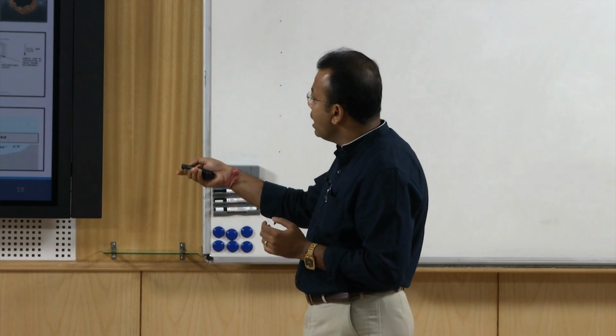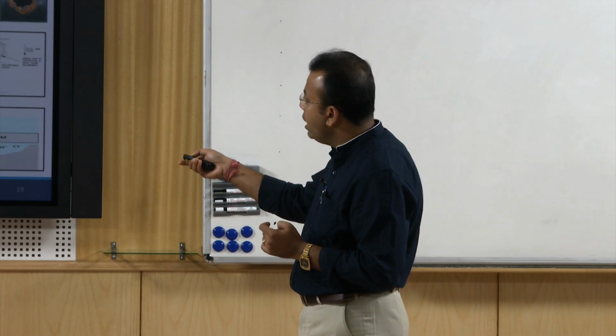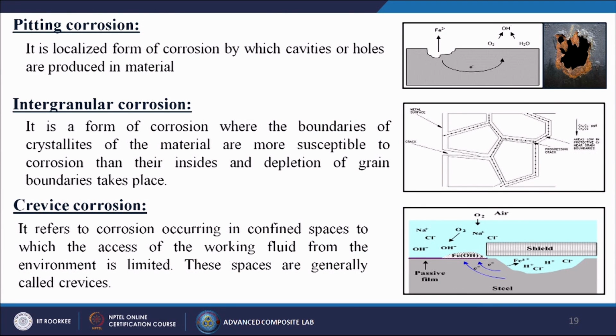So, by which we can see that a crack may generate in between, which is known as intergranular corrosion. It is a form of corrosion where the boundaries of crystallites of the material are more susceptible to corrosion than their insides, and depletion of the grain boundaries takes place. Another one is called crevice corrosion.